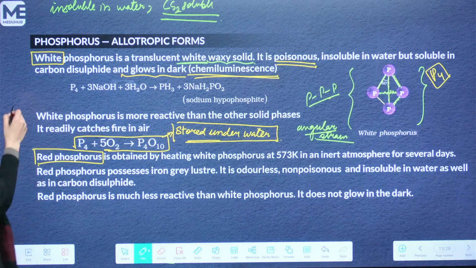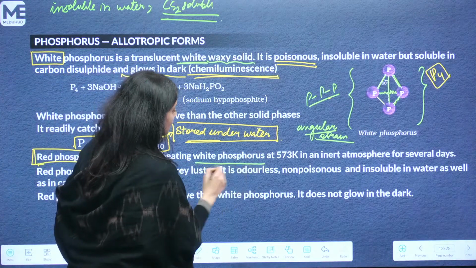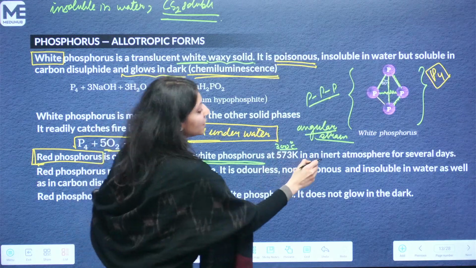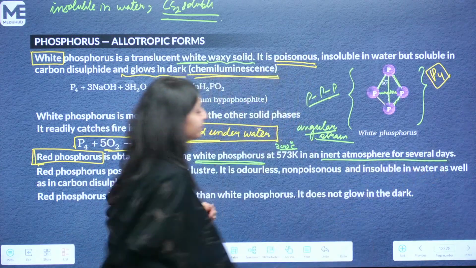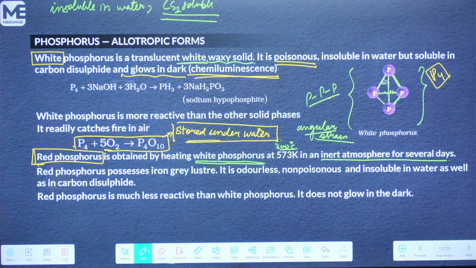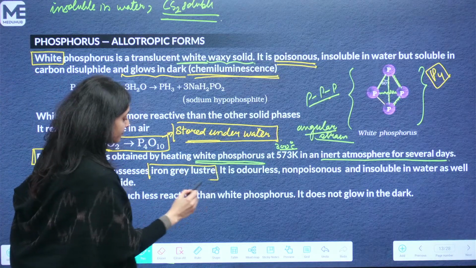Now if you talk about red phosphorus, it is obtained when you heat white phosphorus at 300 degrees Celsius in an inert atmosphere for several days. ठीक है. White phosphorus को several days के लिए जब heat करते हैं तो वो red phosphorus बनता है which has an iron grey luster.